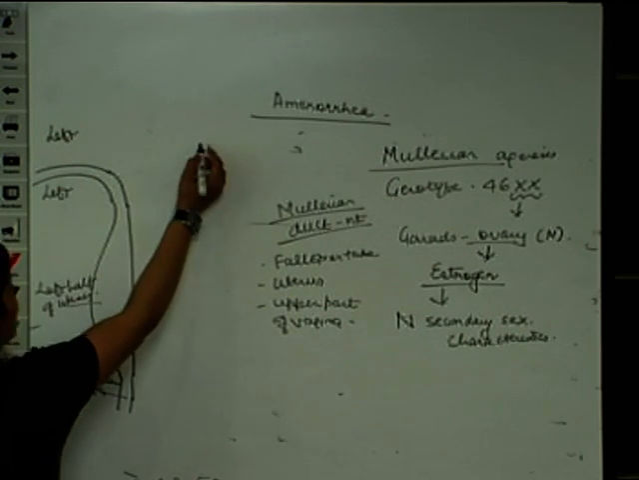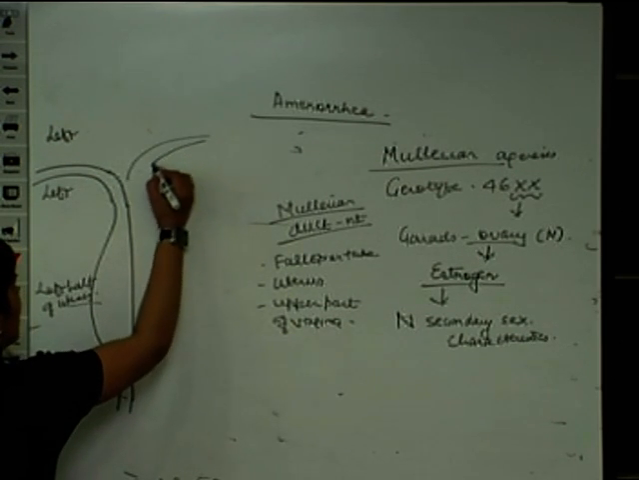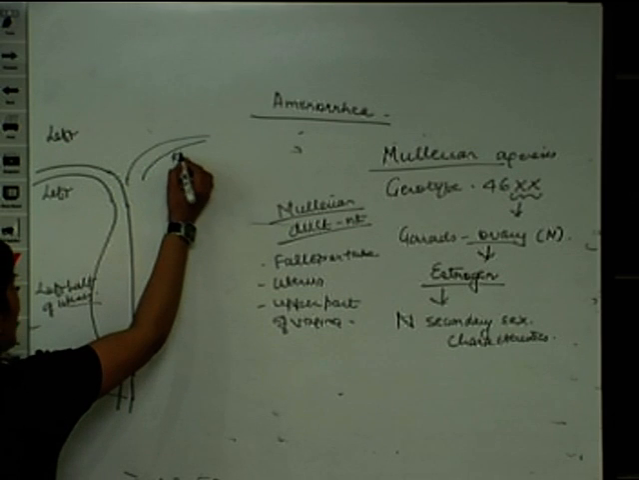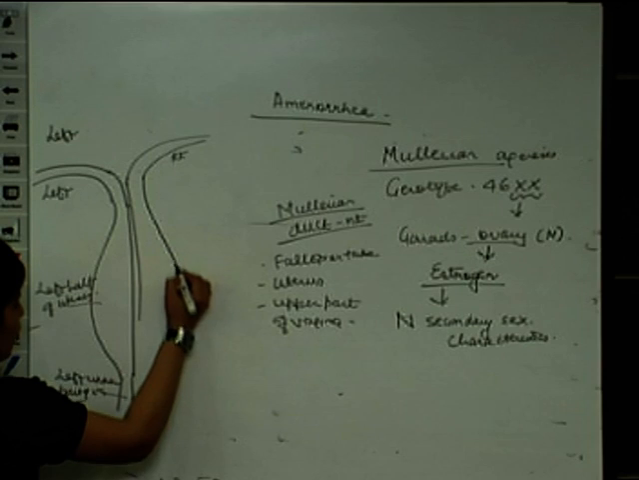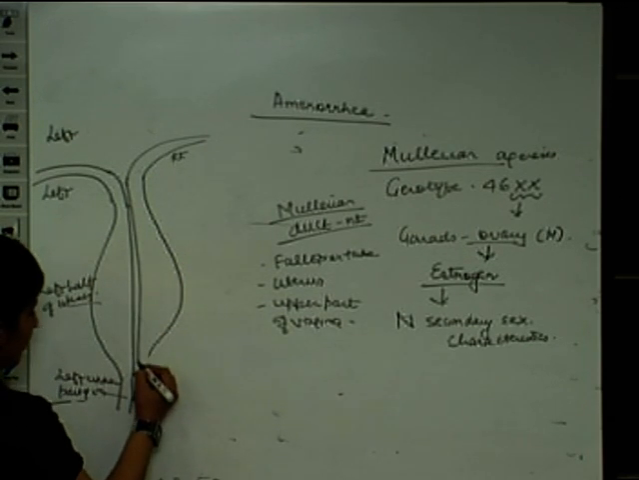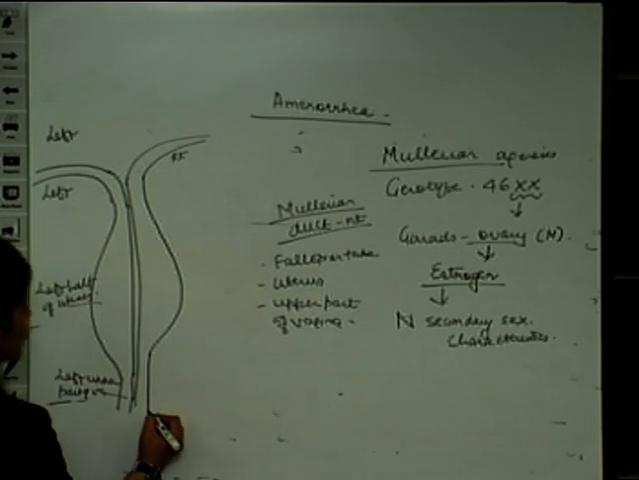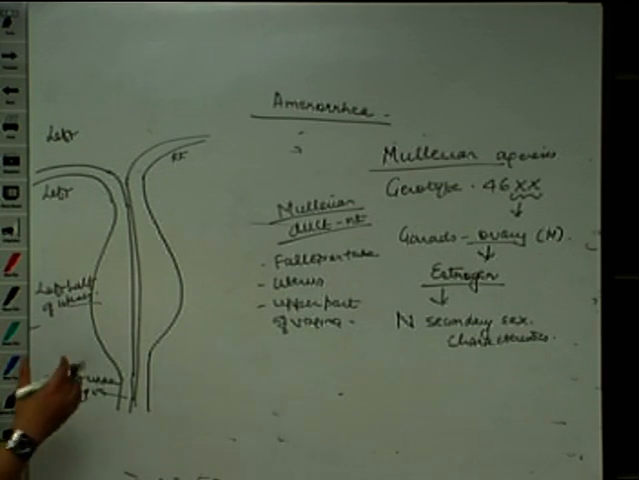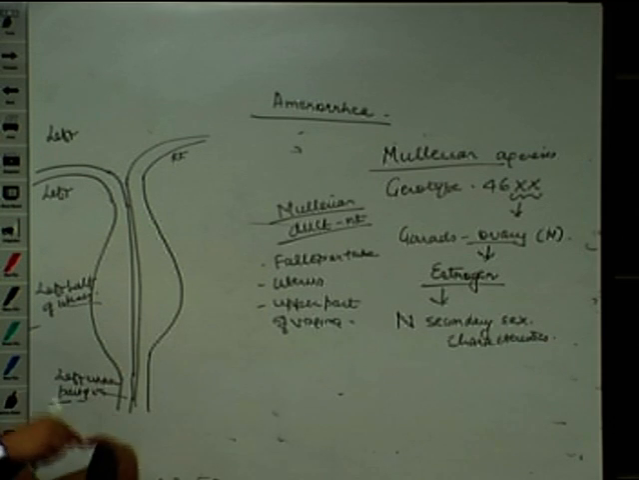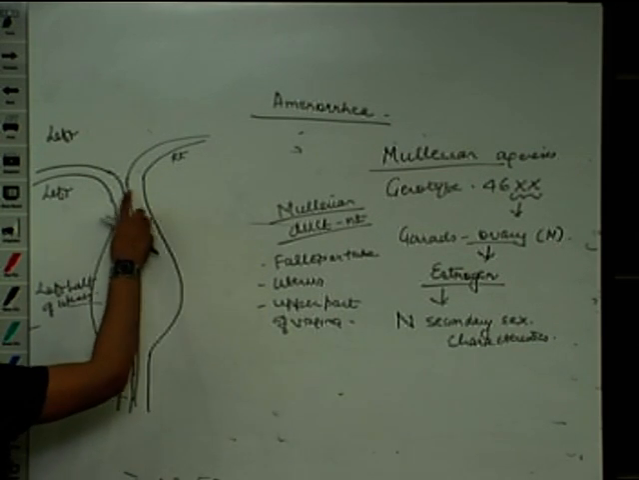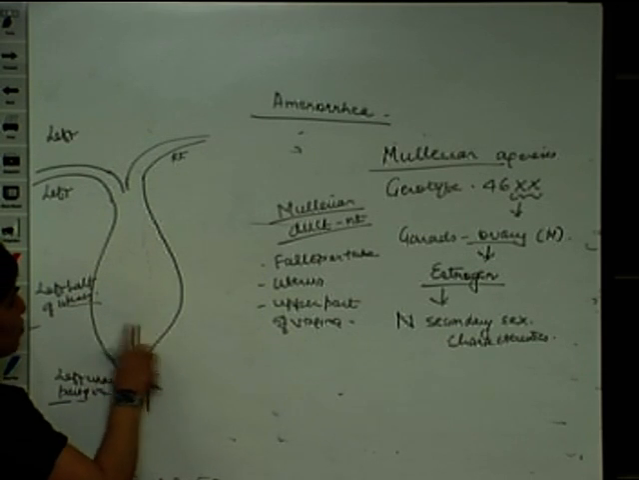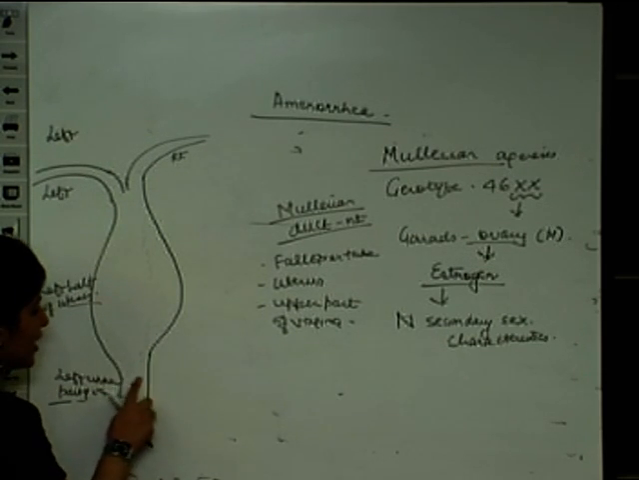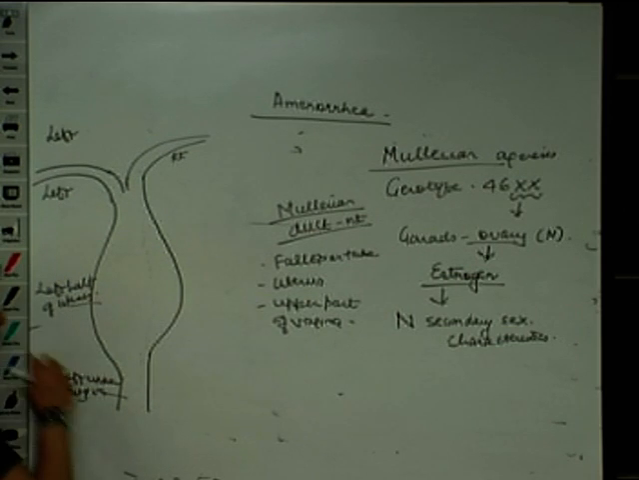And similarly, the right side Mullerian duct will form the right side fallopian tube, right half of the uterus and right upper part of vagina, and then there will be a fusion, and this results in the formation of the two fallopian tubes, uterus and vagina. The wall between them will dissolve. That is how uterus, fallopian tube and vagina are formed in a female.